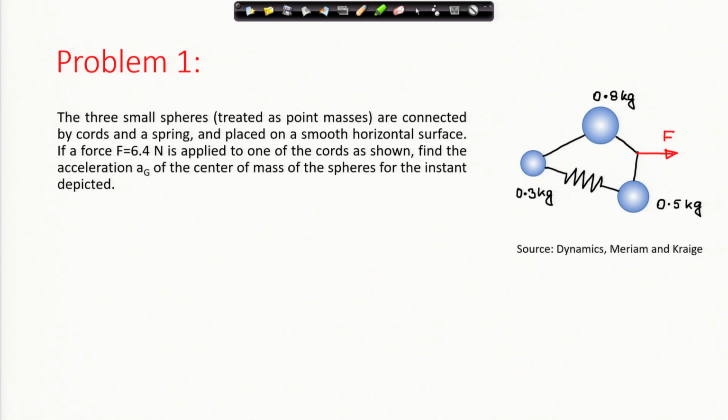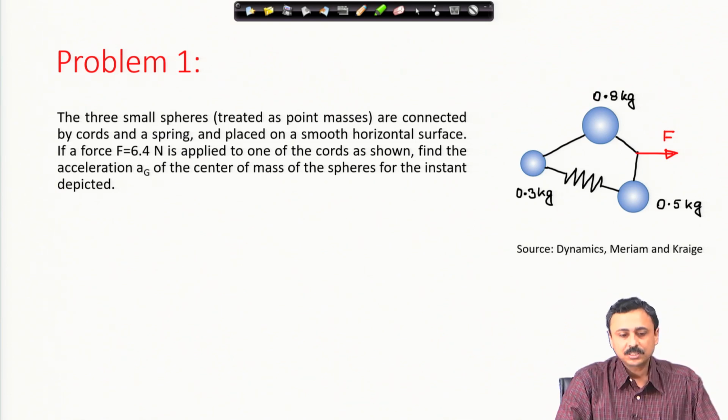Let us consider a problem. This problem is from the book of Meriam and Craig. Three small spheres treated as point masses are connected by cords and a spring and placed on a smooth horizontal surface. If a force F equal to 6.4 Newton is applied to one of the cords as shown, find the acceleration a_G of the center of mass of the spheres for the instant depicted.